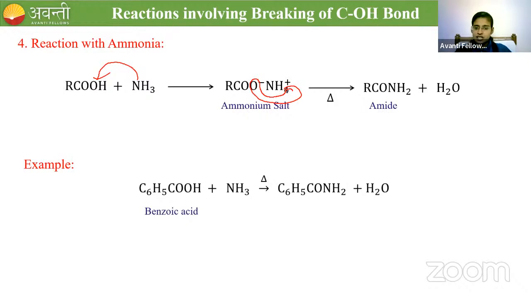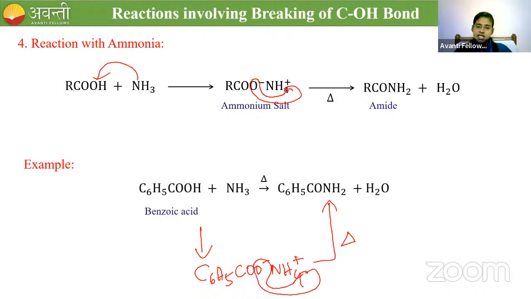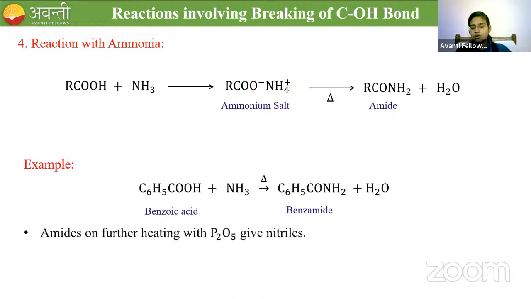C6H5COOH on reaction with NH3. First, they will produce C6H5COO- NH4+. Then upon heating, H2O will come out and the remaining C6H5CONH2 is the amide, benzamide, formed from this reaction. You can further heat this amide with P2O5 and they will produce nitrile.